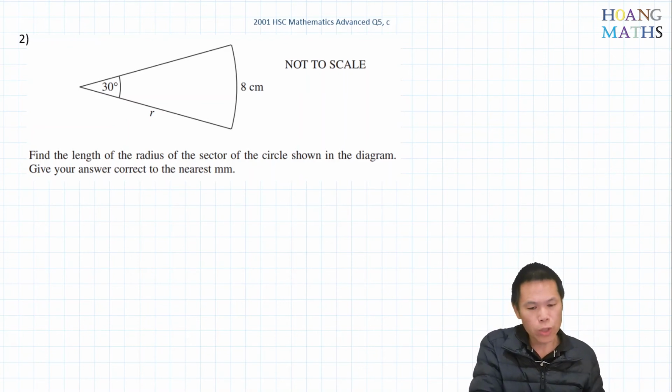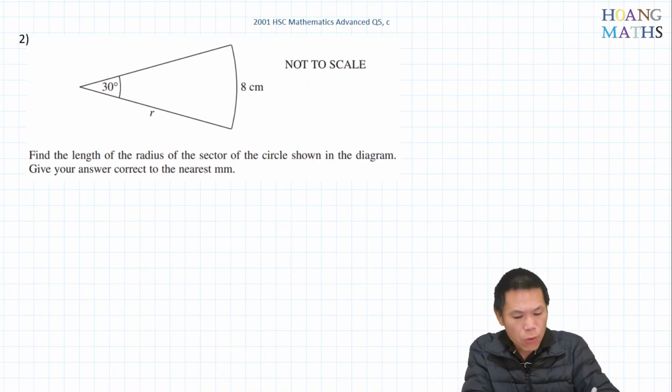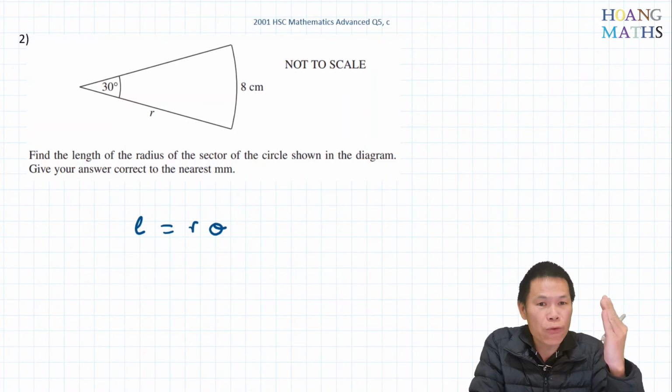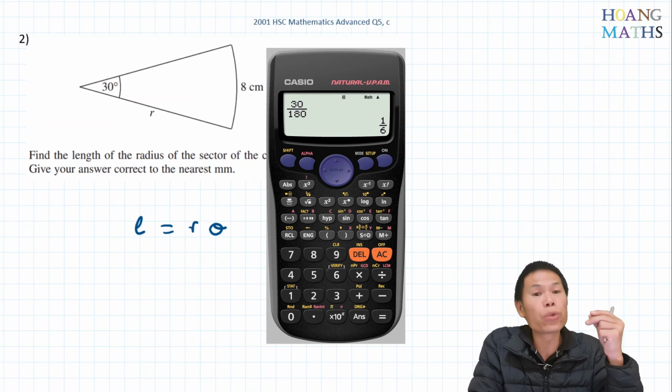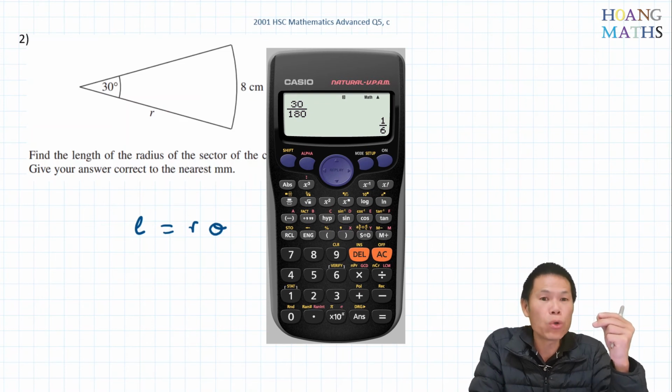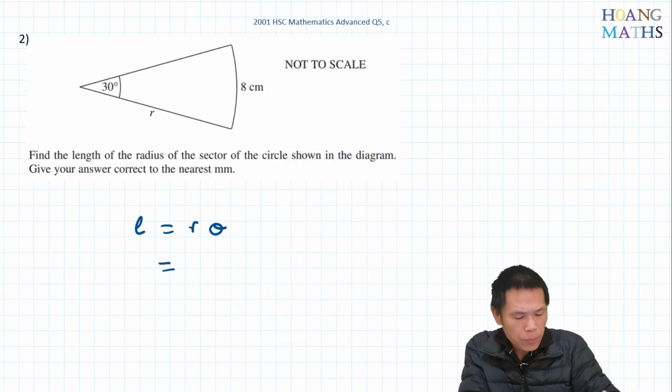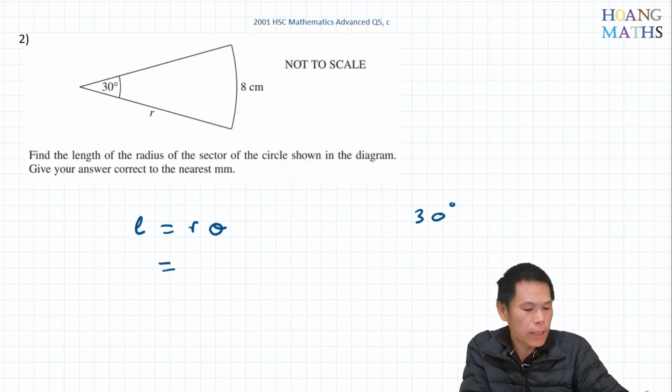So let me just quickly do it. First of all, I know that L is equal to R theta, and theta must be in radians. At the moment, it's 30 degrees. So 30 degrees is pi over 6. Otherwise, you can use a calculator to go 30 over 180, which gives you 1/6. So that means pi over 6. So I just write this in here: 30 degrees is pi over 6.